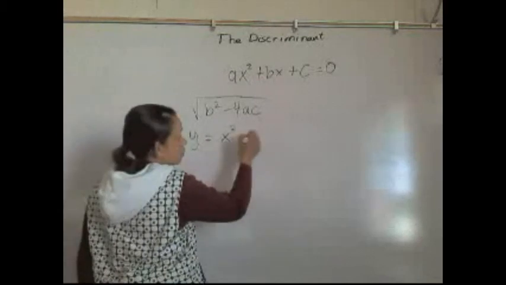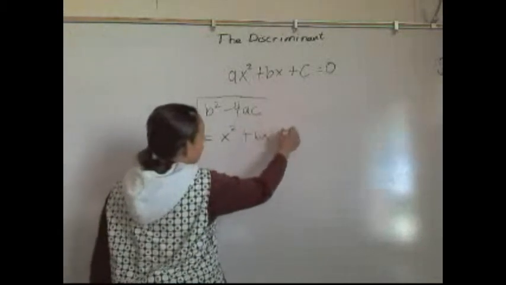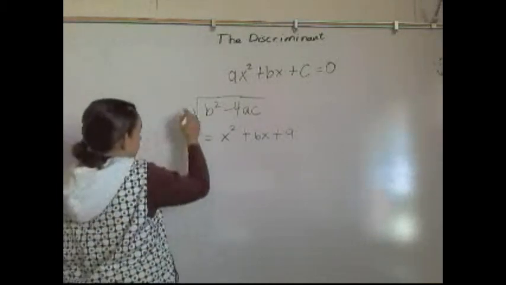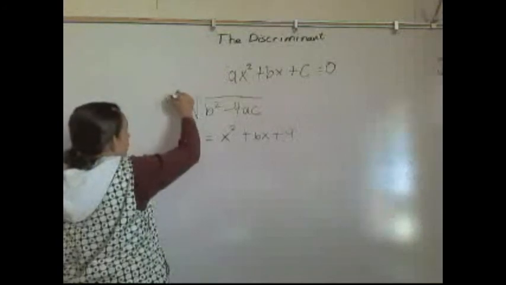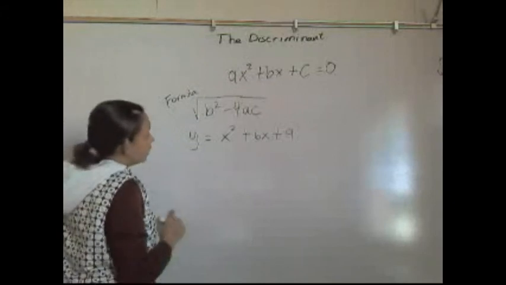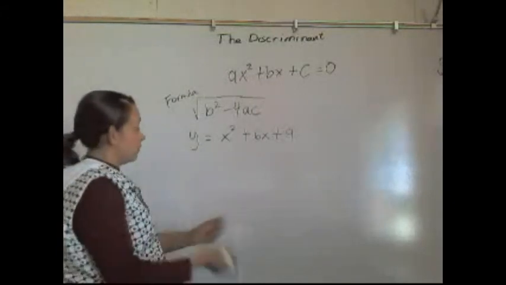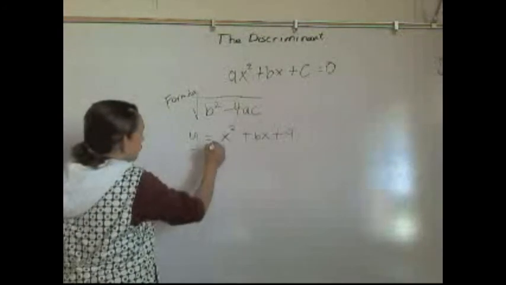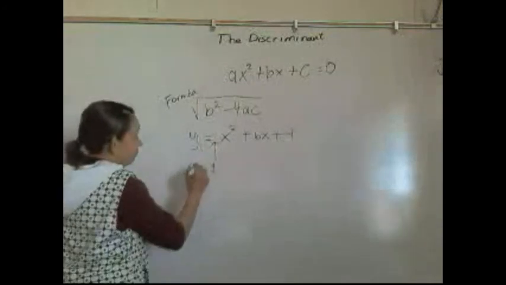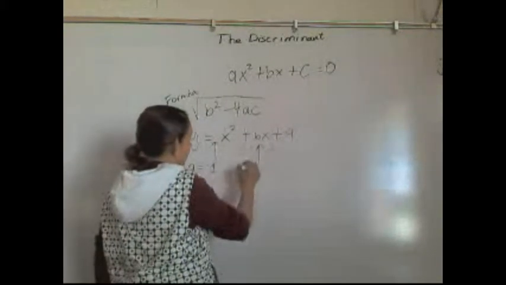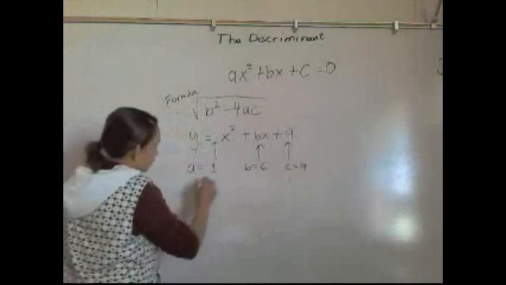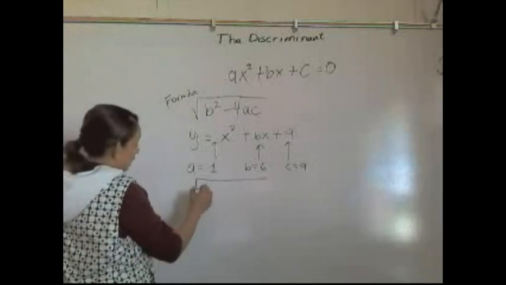That's the graph. Now, how do you find that out when they give you an equation, for example, y equals x squared plus 6x plus 9, and they ask, identify the discriminant? First of all, we need to recall the formula. It's going to be the square root of b squared minus 4ac. Now I need to label who represents a, b, and c. The number in front of the x squared is a 1, that's your a. Your b is 6, and your c is 9.